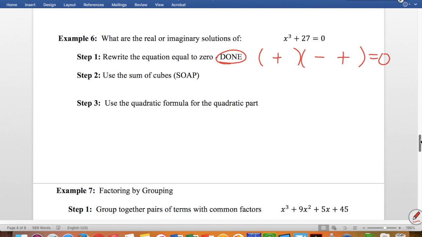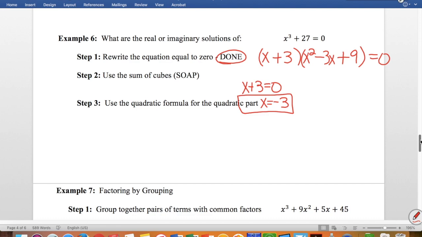Now I'm going to take the cube root of x cubed, the cube root of 27. I'm going to square my first term, so x squared. I'm going to square my last term. 3 times 3 is 9. I'm going to multiply my two terms together, 3x. I'm going to break this apart, and I'm going to get x equals negative 3, solution 1.